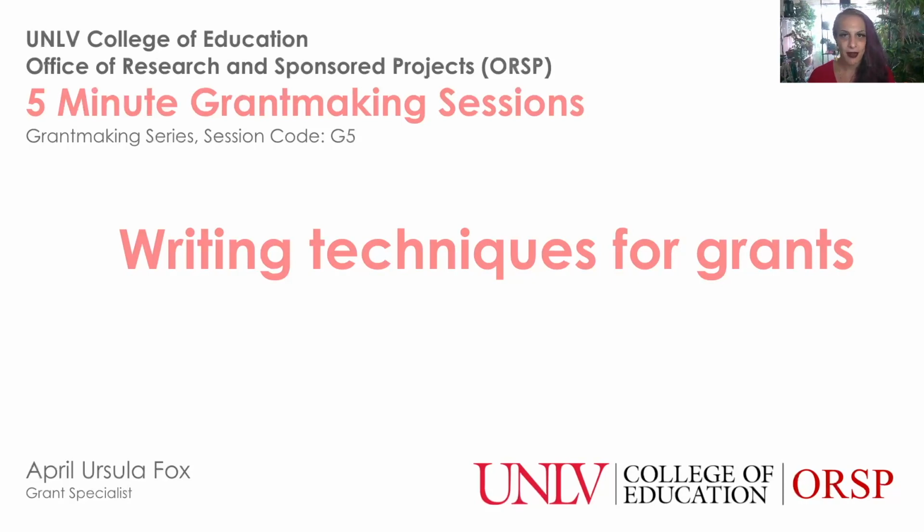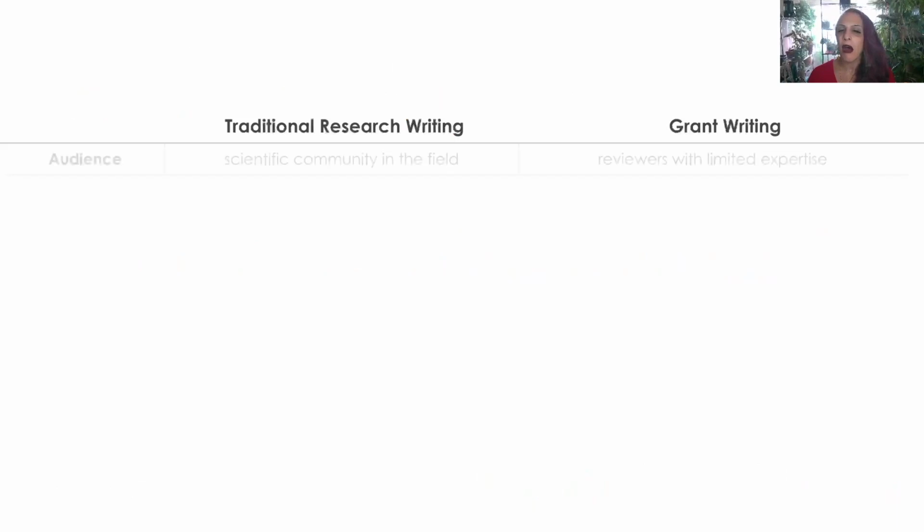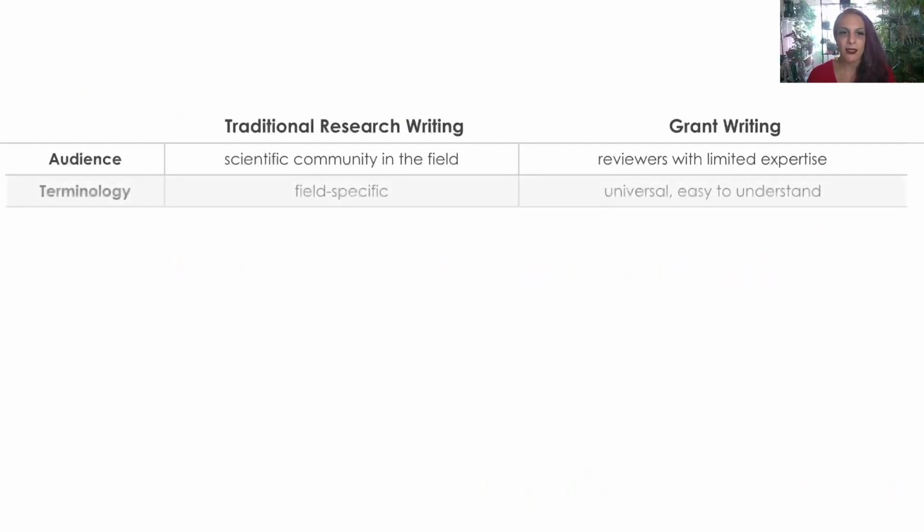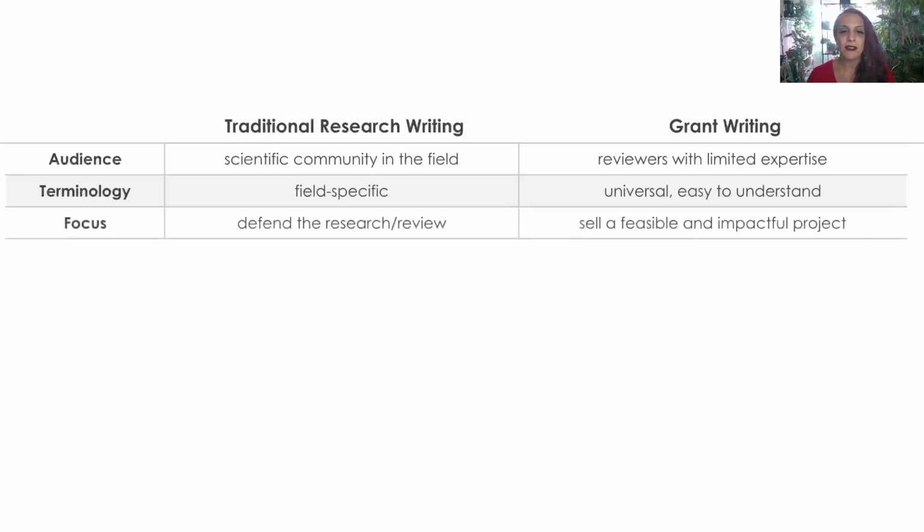Writing techniques for grants. In traditional research, our audience is typically the scientific community in the field. In grant writing, it's more the reviewers with limited expertise. The terminology in traditional research is usually field specific with a lot of jargon. In grant writing, it has to be universal, easy to understand. The focus must be to defend the research and the review of the literature in traditional research, while in grant writing, it's about selling a feasible and impactful project.